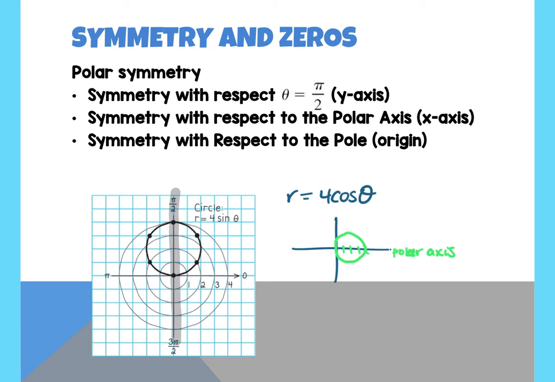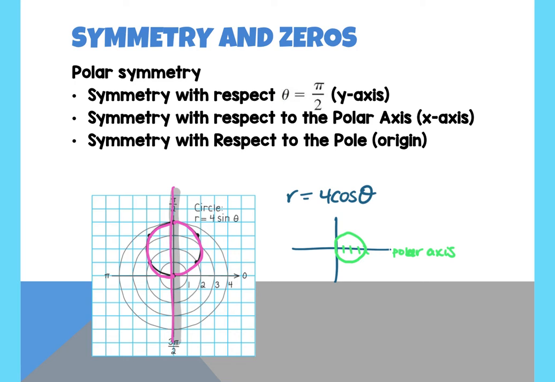So the first one is symmetric to the y-axis, which we call the pi over 2 line. So I would have plugged in these points, and then I would immediately reflect it over the y-axis, or over the pi over 2 line, and I get the other half of the circle without having to plug in points. Like, flip it over the y-axis or reflect it over the pi over 2 line.